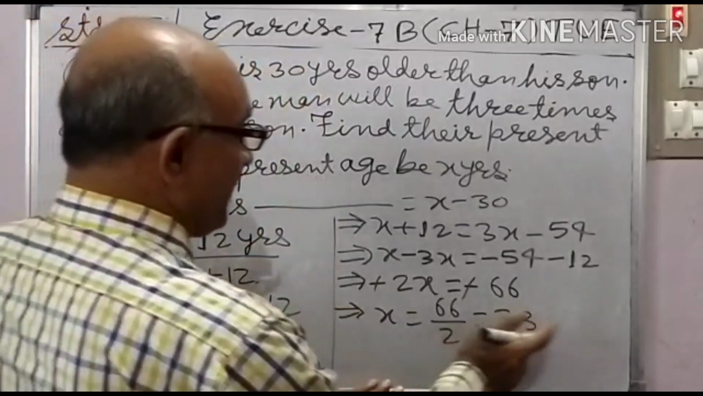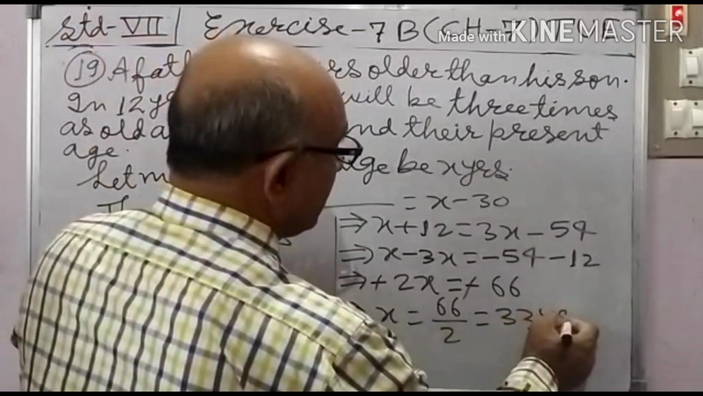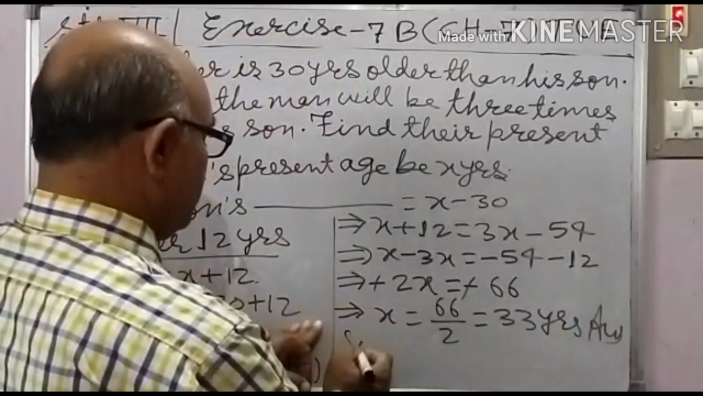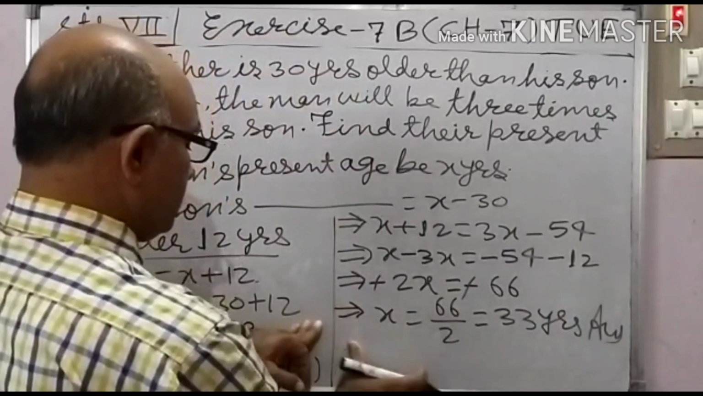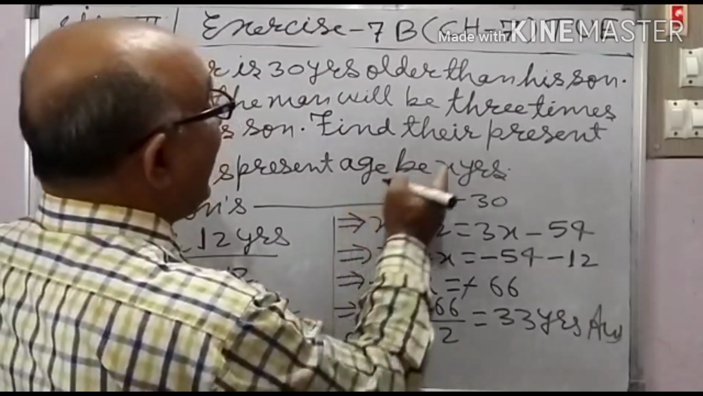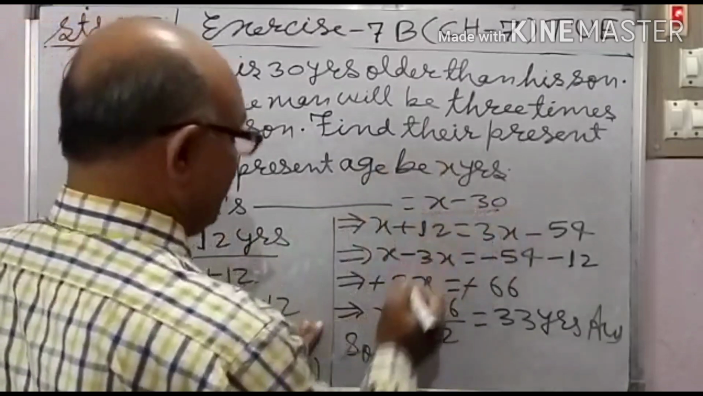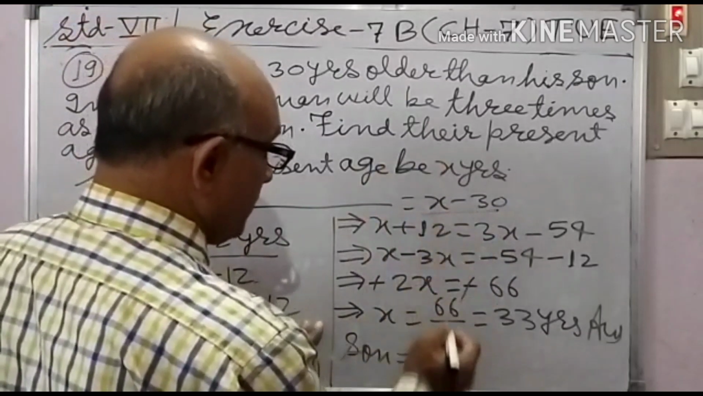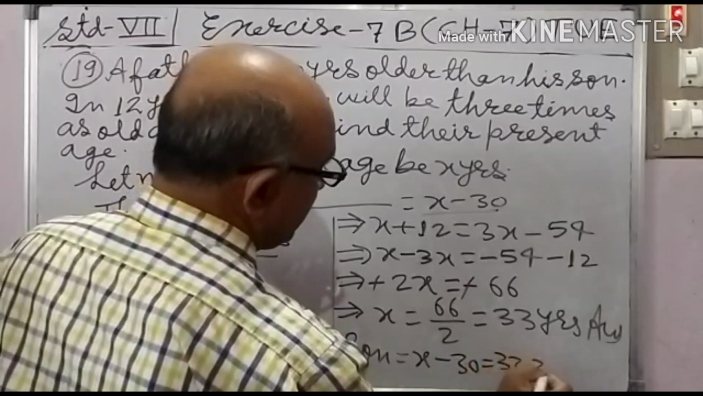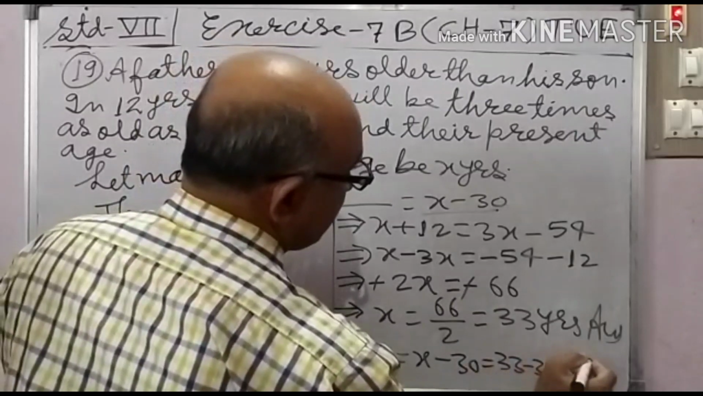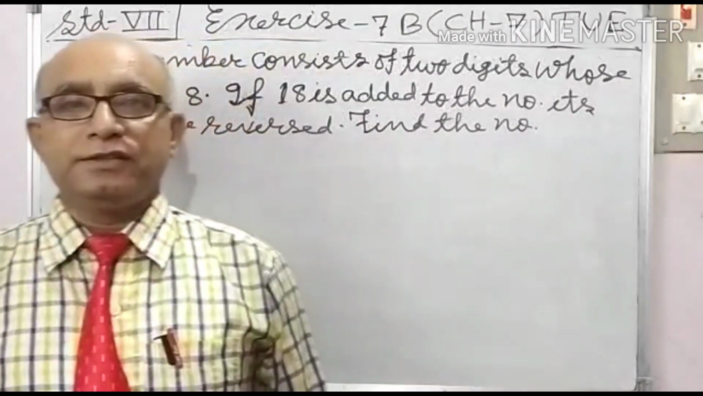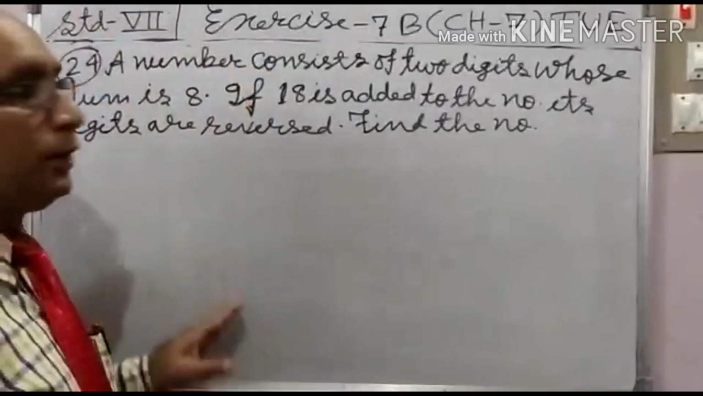Now the man's present age is 33 years. Answer. And the son's present age is x minus 30, equals 33 minus 30, equals 3 years. Answer. Write it. Students, the next and last question is question number 24.